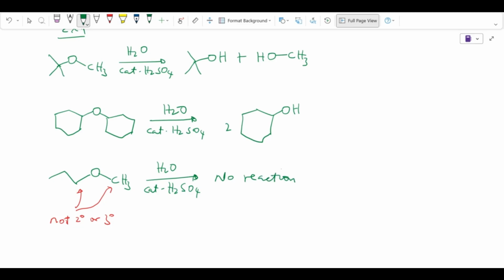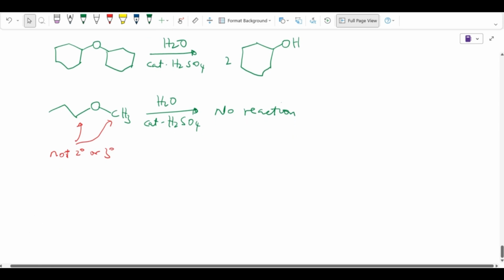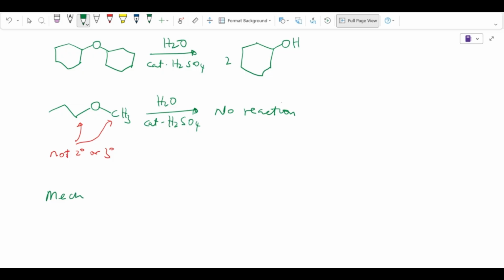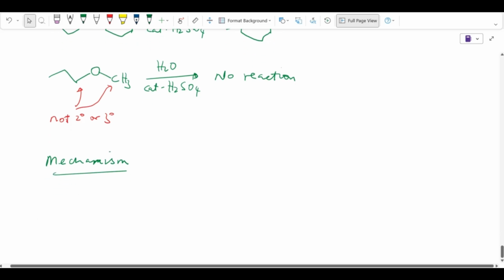Because the reaction condition is that at least one of them has to be secondary or tertiary. That's because in the mechanism of the reaction, it goes through the formation of a carbocation intermediate. And we know that primary carbocation or methyl carbocation are not stable. That's why the reaction will not work. If you want to see the mechanism proper, that's what we'll be discussing shortly.